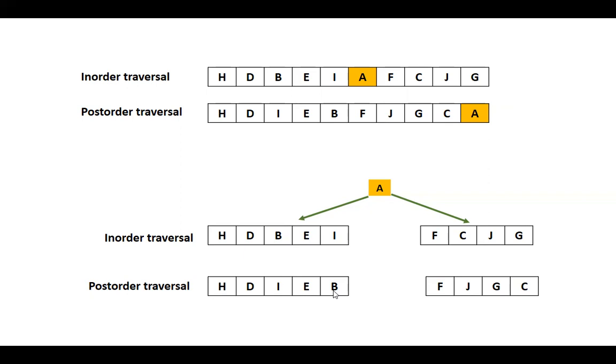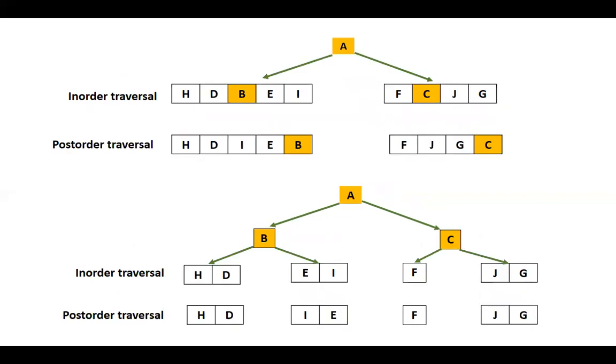So now here what is root? B is root and here C is root. Again what we'll do, trace B in order traversal and trace C here. Fine. So you can get the left subtree and the right subtree, right? So B is the root. Trace it here in order traversal. So H and D are the left subtree of B and E and I are the elements of right subtree of node B. Similarly, now C is the root, right? So on the left side you have F and on the right side you have J and G, right?